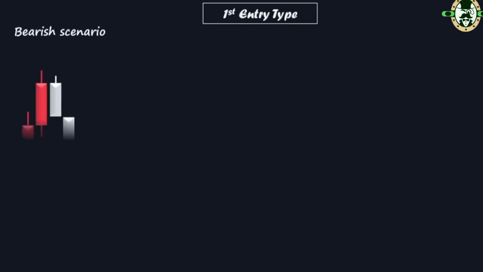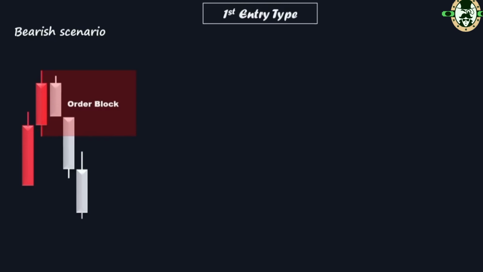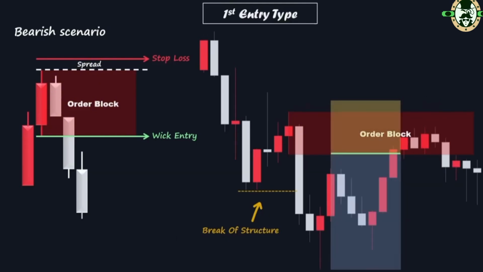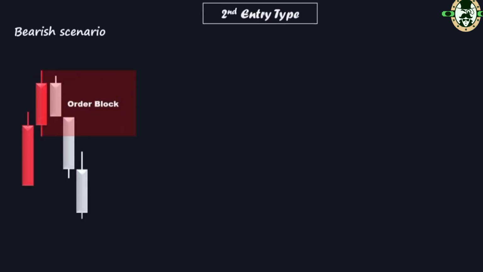Now let's talk about entry models. At Pipeline Trading, we use 4 main entry types. The first is wick entry. Place your order on the wick, with a stop just beyond it. This has a high chance of entry, but requires a wider stop.